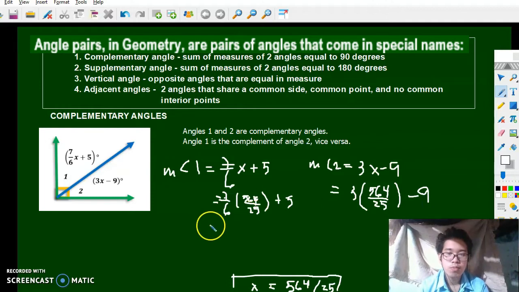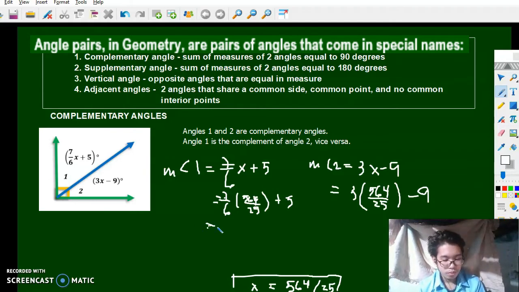Okay, so we simply compute. What's 7 over 6? 7 over 6 times 564 over 25. So that's simply 658 over 25, and then plus 5. So the answer is 783 over 25.